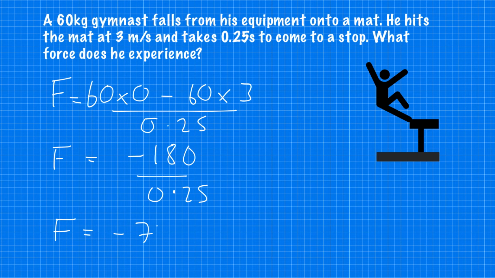minus 720 newtons. The negative sign is just because we said the positive velocity was in the downwards direction, and when he hits the mat, the force he feels is in the opposite direction. So the minus sign just indicates the direction of the force, but the magnitude of the force he would experience is 720 newtons.